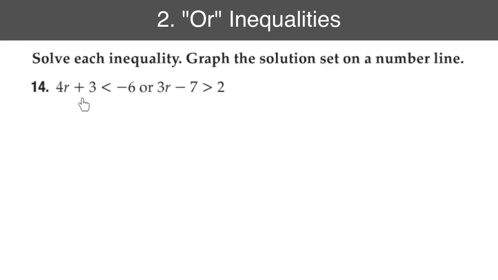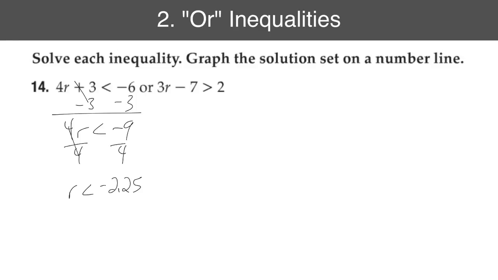So we have 4r plus 3 is less than negative 6. So we got to move the 4 and the 3, but the 3 gets to go first. So we subtract the 3 over. And we get 4r is less than, and then negative 6 minus 3 would give us negative 9. Then that's 4 times r, so we're going to divide by 4. And we get r is less than, and then you divide negative 9 by 4, and that comes out to be negative 2.25.